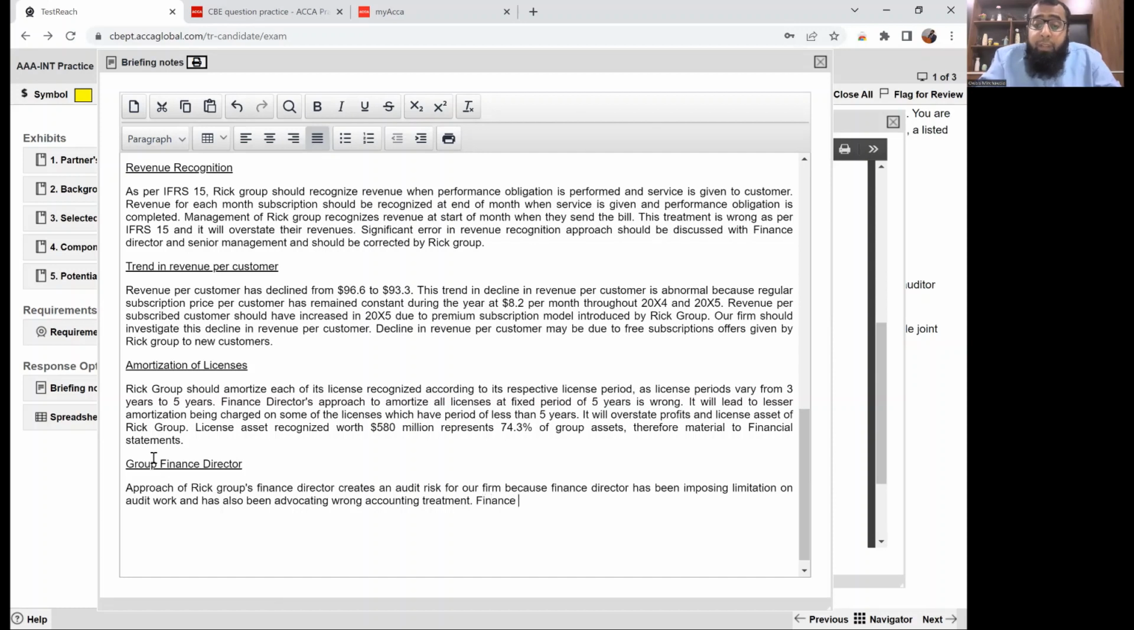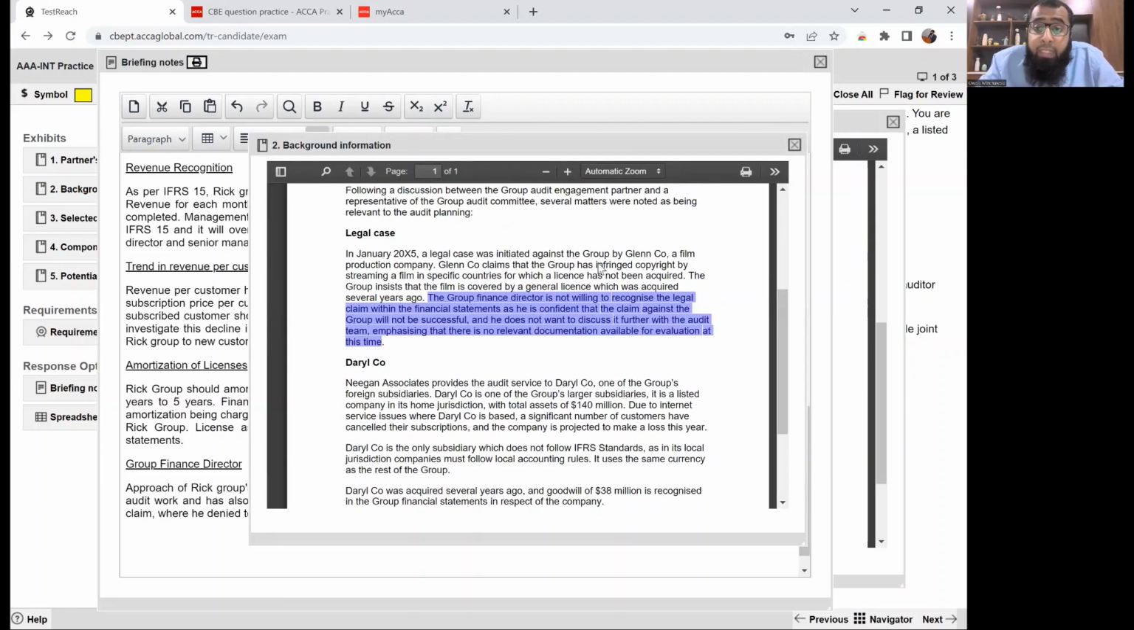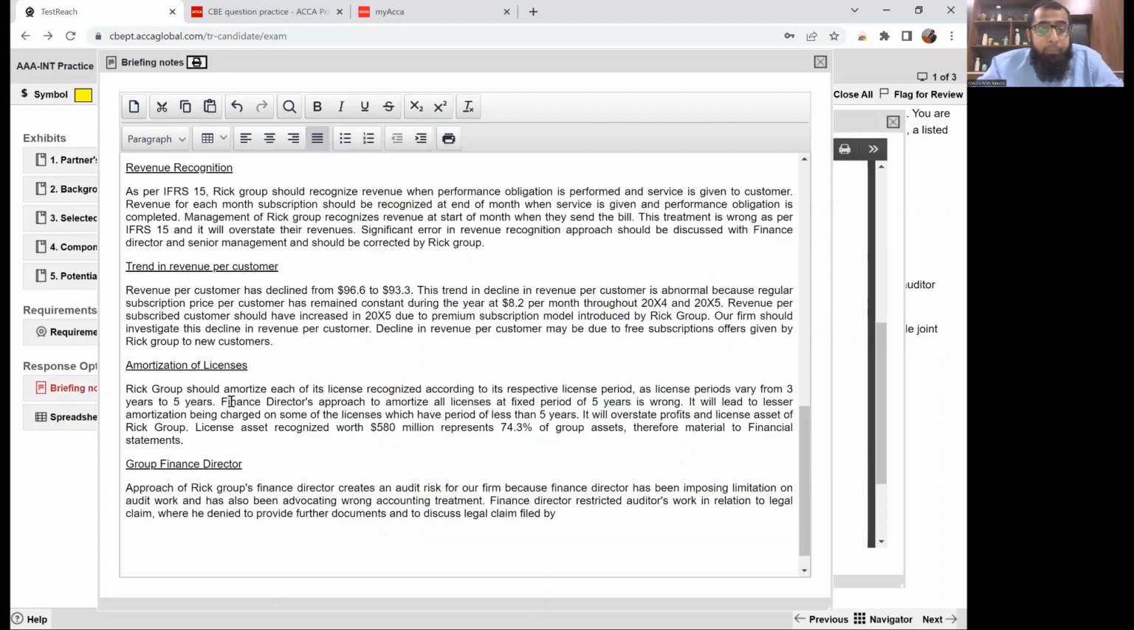Okay. Finance director restricted auditors' work in relation to legal claim where he denied to provide further documents and to discuss legal claim filed by, if you remember the name of that company which filed that legal claim, the name of that company was Glen Company, filed by Glen Company.